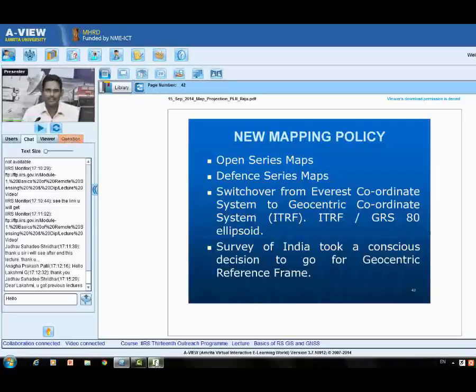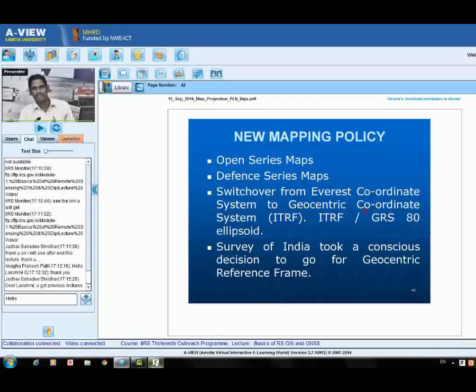I mentioned that Survey of India came up with a new mapping policy, so they came out with two types of maps to be brought out. One is the open series maps, another is the defense series maps. The open series maps are basically meant for common public use, whereas the defense series maps are used for defense applications. It is actually a switch over from the Everest coordinate system to geocentric.